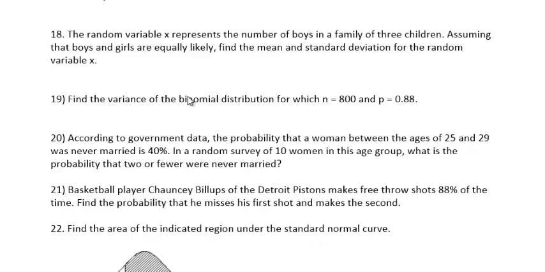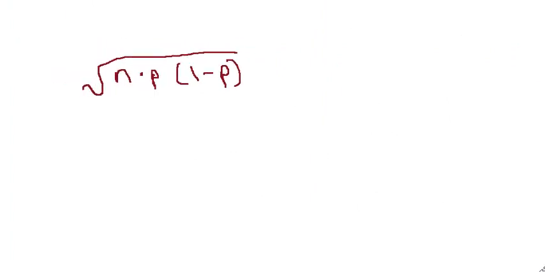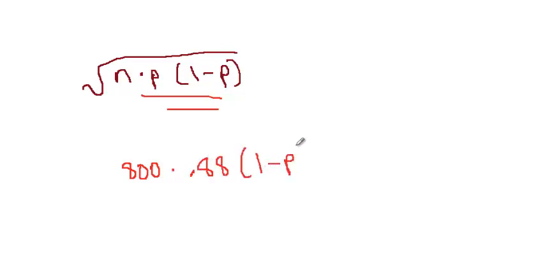The next question, number 19: find the variance of the binomial distribution for which n is 800 and p is 0.88. Now the variance is this formula, except that you don't have to take the square root. The standard deviation is if you take the square root; the variance is just what is inside of the square root. So the variance would be n, which is 800, times the probability, 0.88, times 1 minus the probability, and 1 minus 0.88 is 0.12.